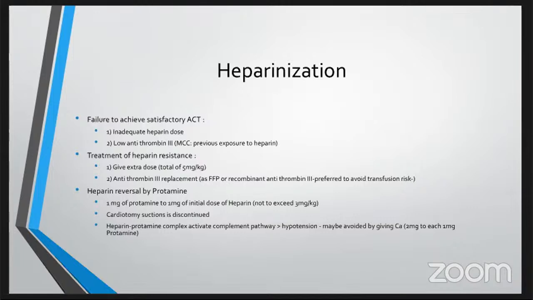It's preferred actually to offer the FFP to avoid transfusion risk. For heparin reversal by protamine, usually in a 1-to-1 ratio, 1 mg of protamine to 1 mg of the initial dose of heparin, not to exceed 3 mg/kg. And after giving protamine, we should not use the cardiotomy suckers anymore. The heparin-protamine complex activates the complement pathway, so we have to keep an eye on the blood pressure to avoid hypotension.